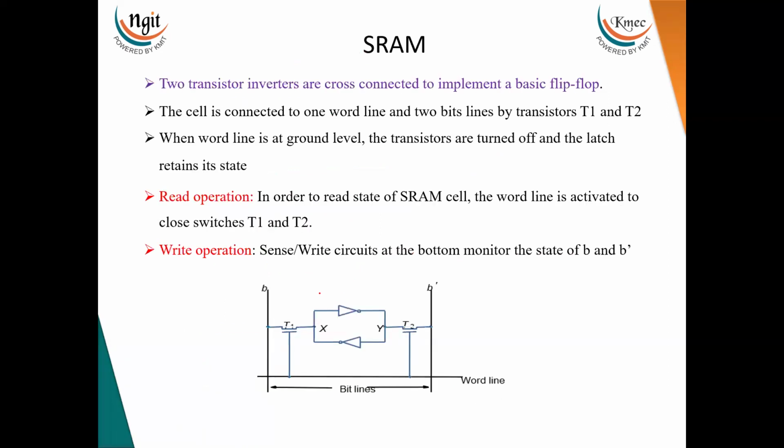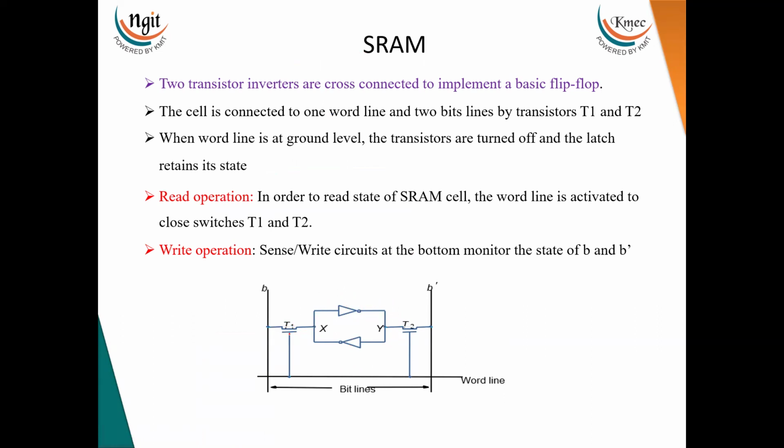Now, we will see the circuit diagram of the SRAM cell. Now, this is the RAM cell. Here the two transistor inverters are cross connected to implement the basic flip-flop. Now this cell is nothing but what we studied, a flip-flop to hold the binary value. Now here you can see the two transistors. These transistors are used as switches.